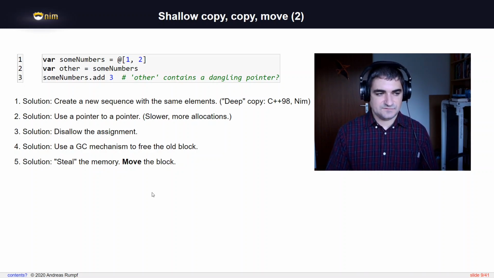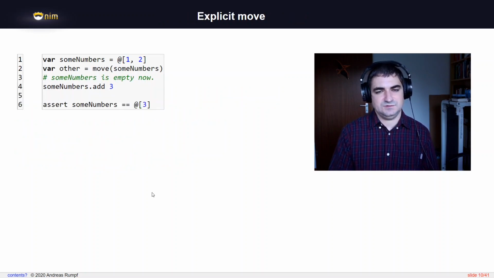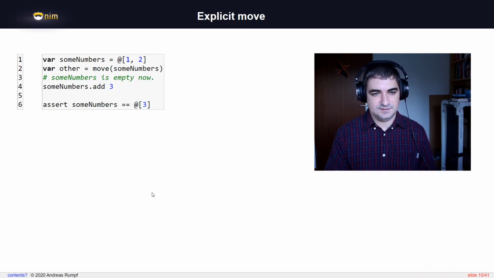And finally, the fifth solution might be, well, let's move these numbers into other, steal the memory, and then let's see what happens. So this is what you can do in Nim as well. You can say other, move some numbers into other, and then afterwards some numbers is empty. So if you append the 3, this is the only number in there.